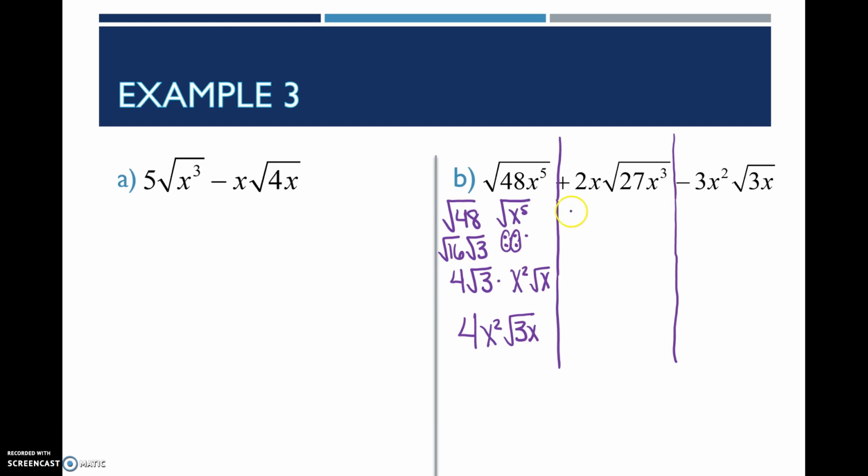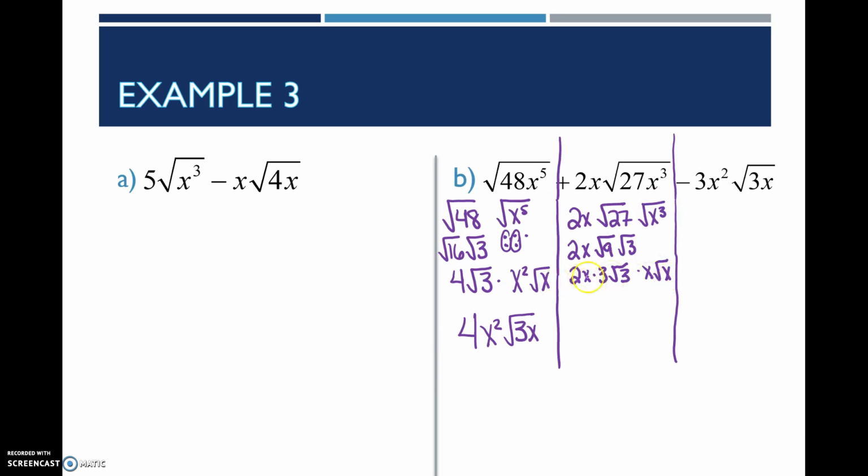The next one, we have 2x square root of 27 square root of x to the 3rd. Take a moment and see if you can simplify all those little pieces and get it down to just one term written here. Pause the video. Okay, so the square root of 27 splits into square root of 9 times square root of 3, which is 3 times the square root of 3, and you still have that 2x in front of it. Square root of x to the 3rd, there's 1 full group with 1 left over.